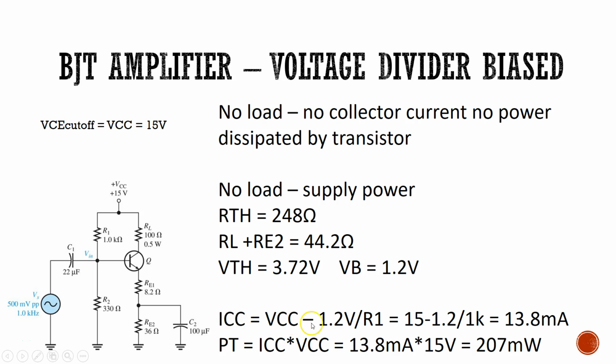ICC is then equal to VCC minus that 1.2 volts divided by R1, which gives me 13.8 milliamps. So here our total power is ICC times VCC. I think that should be my IC. Boy, I am full of mistakes today. IC times VCC. So our IC was 13.8 milliamps times the 15 volts is 207 milliwatts.